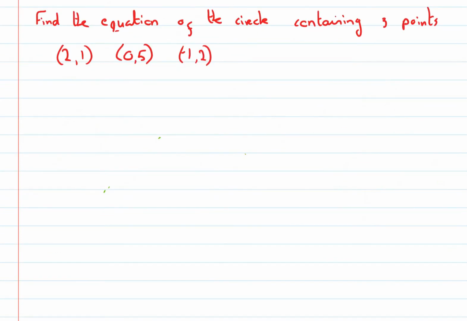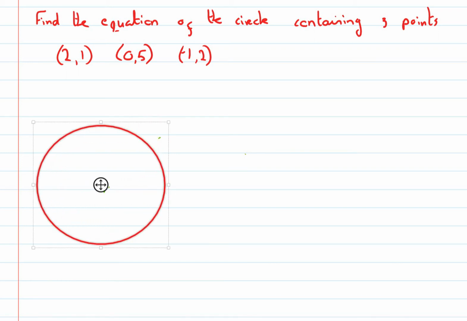Right, so here's an example of a question. It says, find the equation of a circle containing 3 points, (2, 1), (0, 5), (-1, 2). It's actually all I need to find the equation of a circle. With all of these questions, if it's not already sketched for you, please sketch it. So we have our circle and the 3 points then. Let's say (0, 5), (-1, 2), and (2, 1).